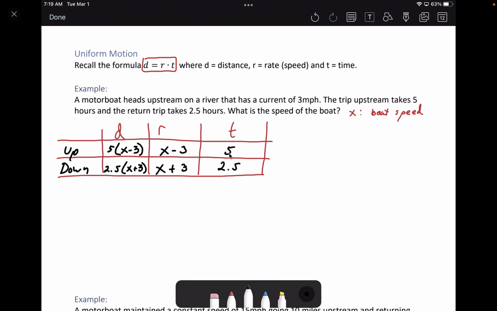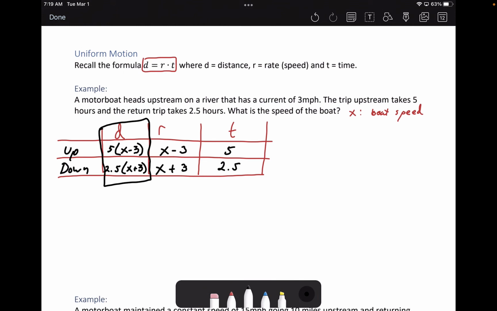So 2 boxes are typically explicitly stated. The next 2 boxes involve the variable. The last 2 boxes will always come from this equation. Also, the last 2 boxes are what we're going to use to create our equation.